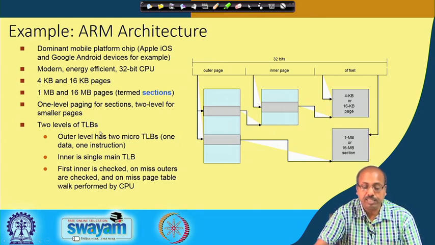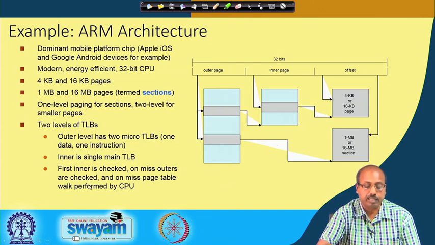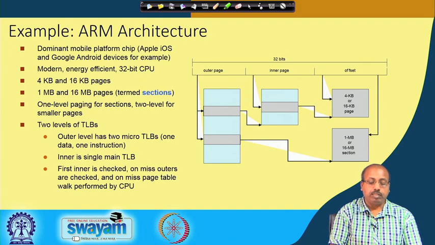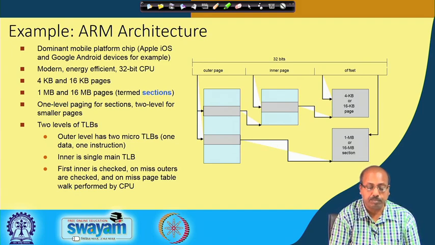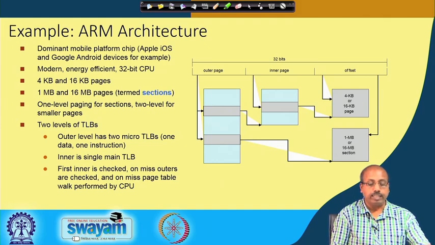There are two levels of TLBs. The outer level has two micro TLBs, one for data and one for instructions, and the inner one is a single main TLB. First the inner is checked, and on a miss the outer will be checked. So, the TLB is also divided into two levels, inner and outer. First we check the inner TLB, and if there is an inner TLB miss, then it will check in the outer TLB. If both of them miss, then it will go through the page table in main memory, one level after the other, and find the entry accordingly.